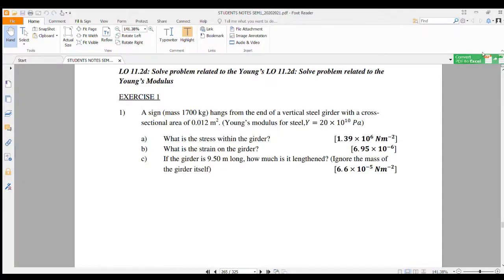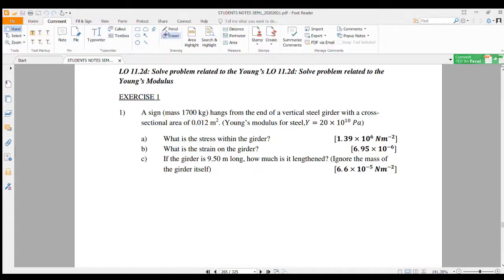Okay, now we will discuss exercise 1, page 258, question number 1. A mass of 1700 kg hangs from the end of the vertical steel girder, meaning that the object hangs from the steel girder, so there is a tension, and at the same time the object experiences its weight mg. Okay, so here they give you the information.